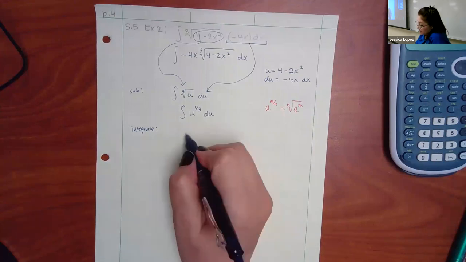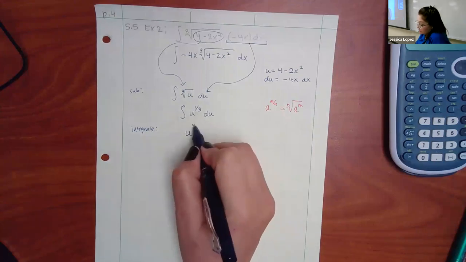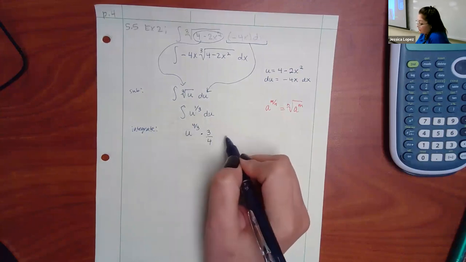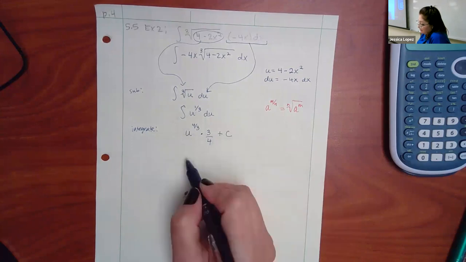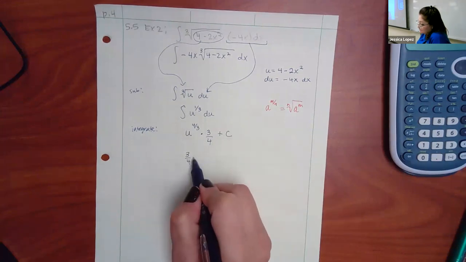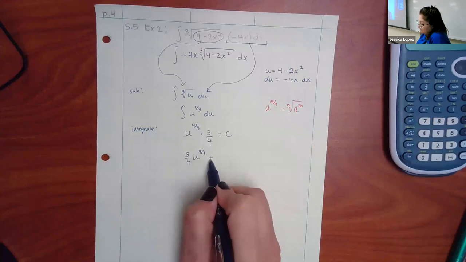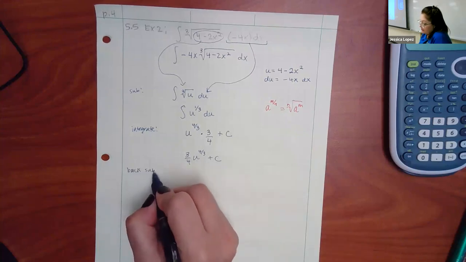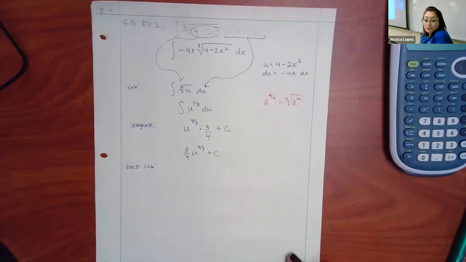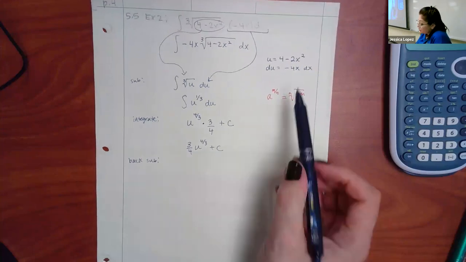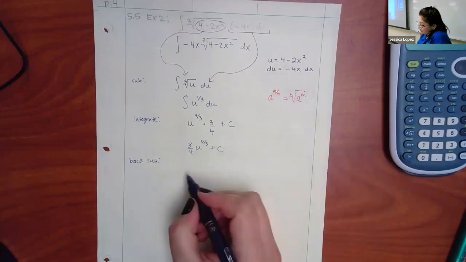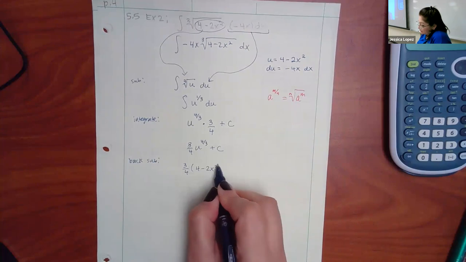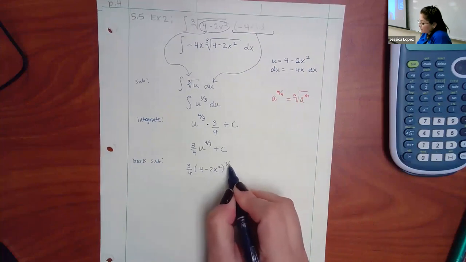So when I integrate, I add 1 to the exponent, which gives 4/3, and multiply by the reciprocal. And since there were no bounds, I will put plus C. But of course I do have to back substitute. And so u was this whole expression over here. So when I write this, I do have to write that whole expression where the u was.